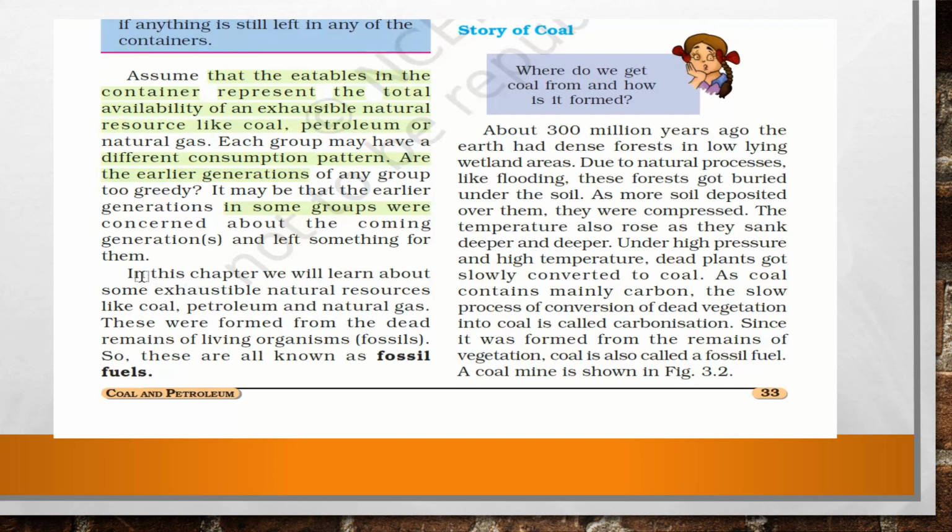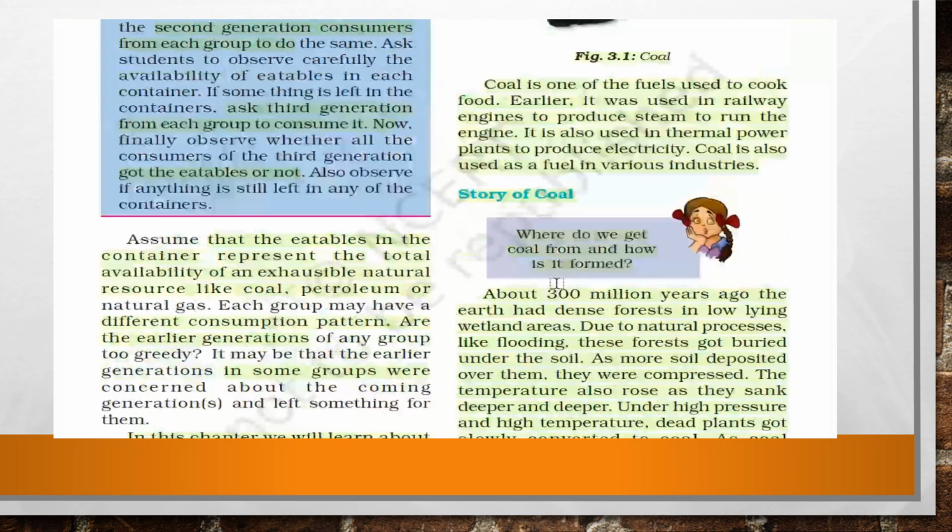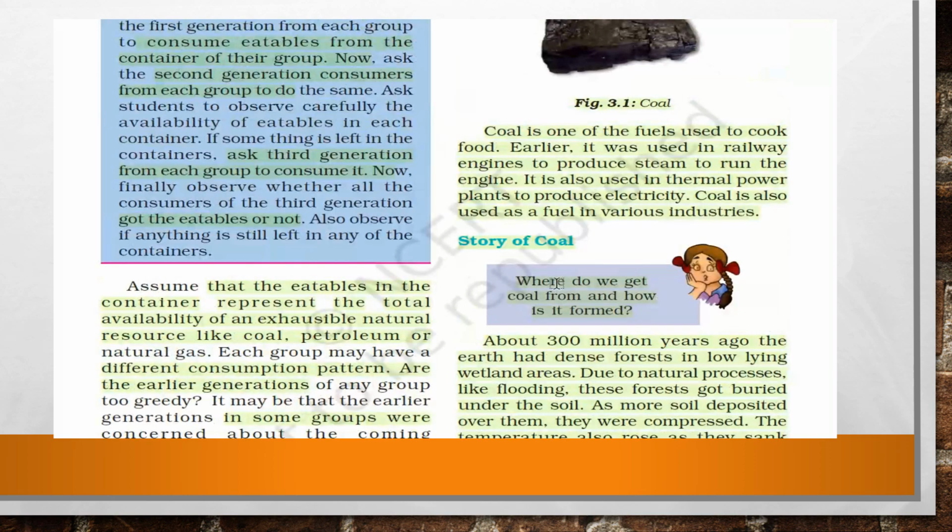So what we are going to learn in this chapter is about some exhaustible natural resources: coal, petroleum and natural gas. These were formed from the dead remains of living organisms, and so they are called fossil fuels. Coal, petroleum and natural gas are all fossil fuels.